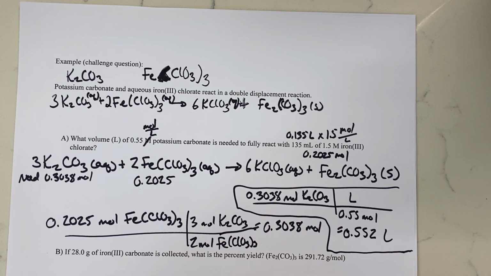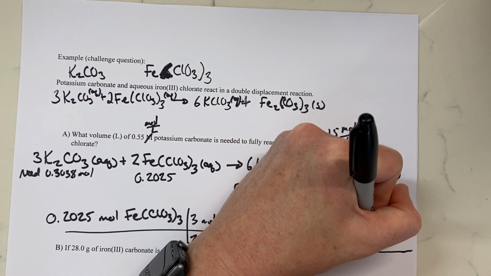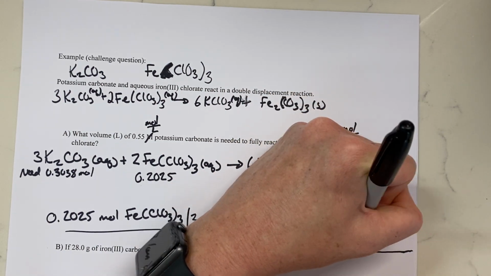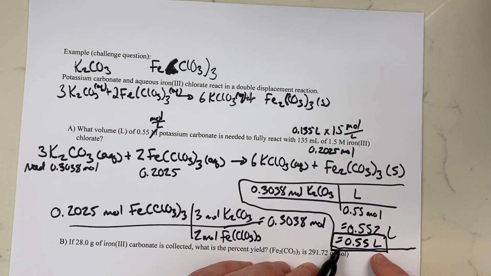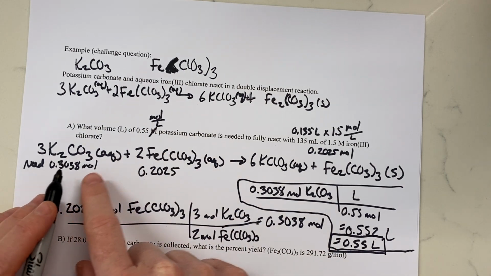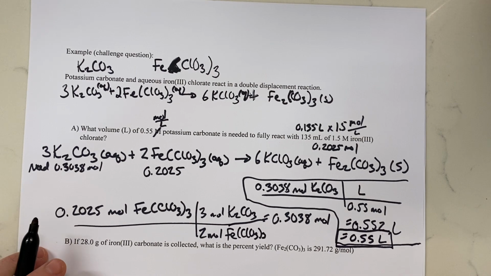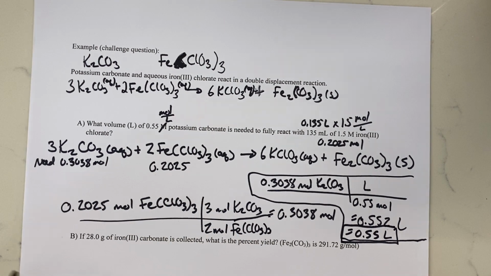0.3038 divided by 0.55, 0.552 liters, or 0.55. In other words, for this reaction to happen, you need 0.55 liters of 0.55 mole per liter solution, and you'll end up getting the correct amount to react with this 0.2025 moles. All right, let's move on.